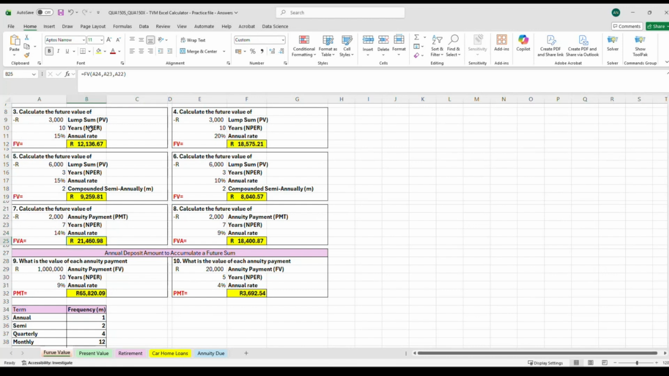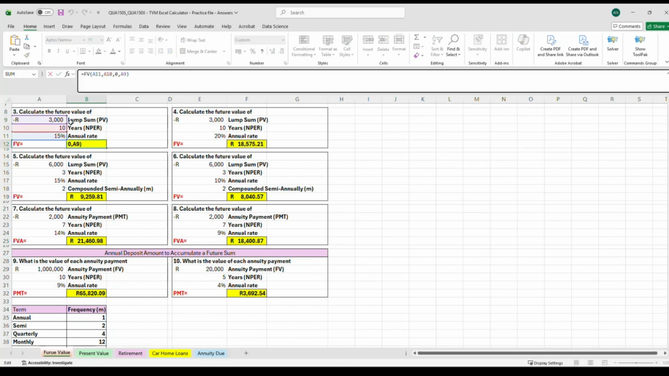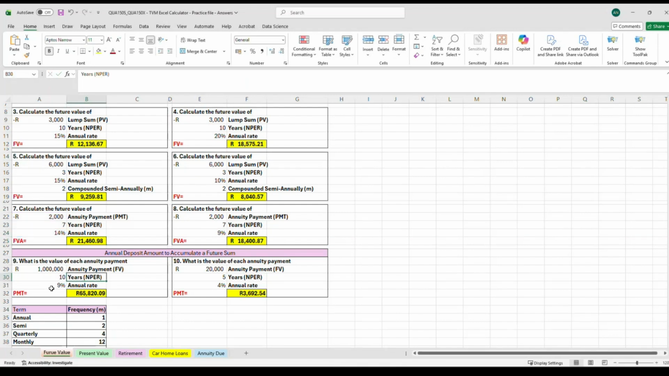So the difference: number 3 and number 7 look similar because there's no compounding. But the difference is on number 3, you have a PV, which is present value, in your formula. And then on this one, number 7, you have a PMT in your formula. So that's the difference here. That's a PMT, then the other one is PV. And then it changes over here.